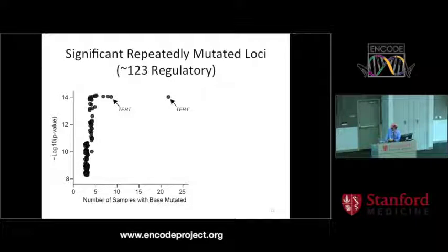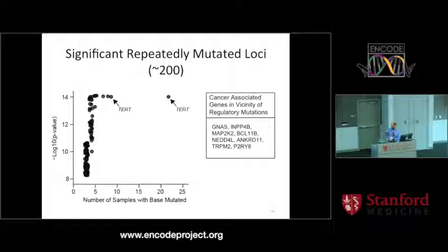All right, anyway, so we found, I believe it's 123 sites, regulatory regions, and the top two are actually telomerase regions. And these are well-known sites that are mutated. In this case, they're actually gain-of-function mutations that activate. And then we found, again, 121 others, regulatory regions.